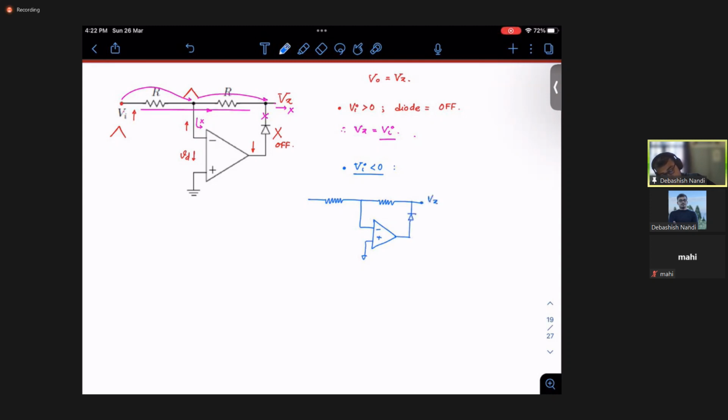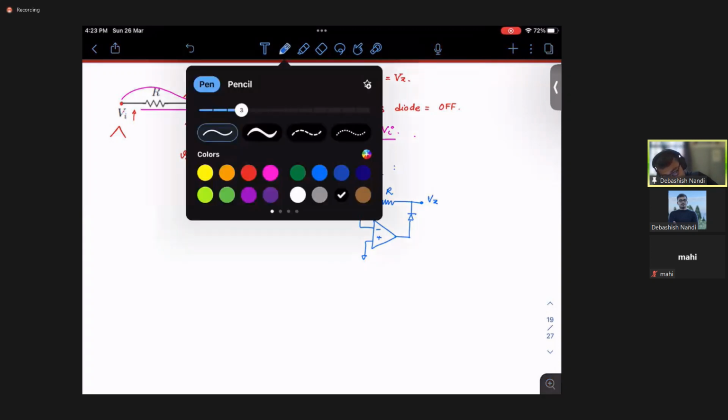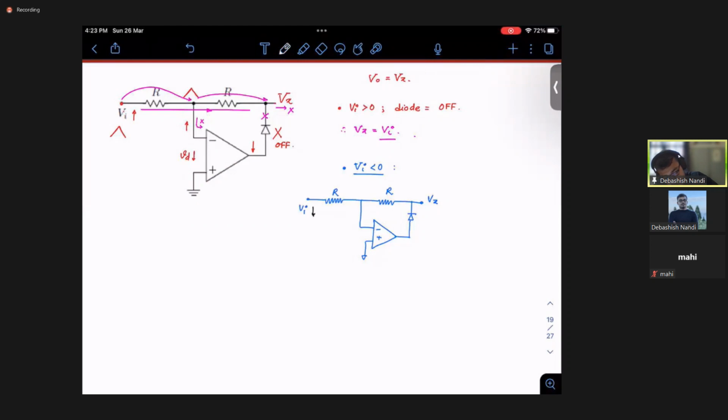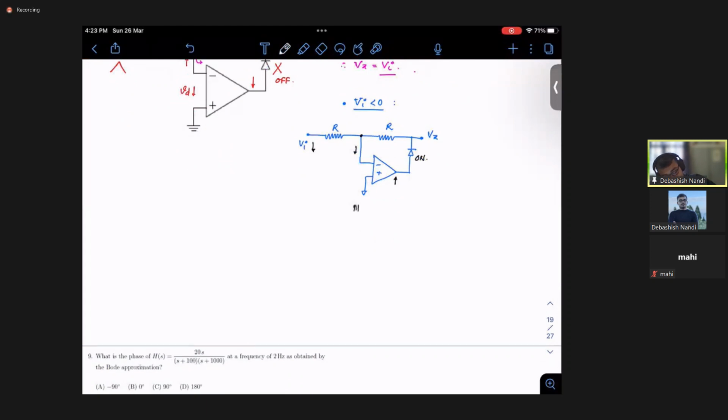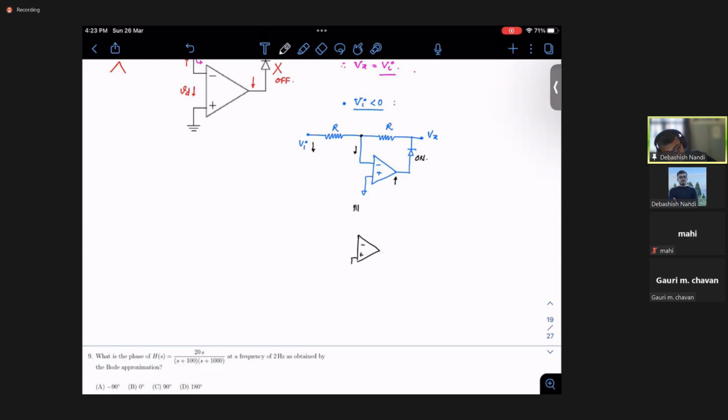Right? This is your circuit. This is R, this is R, this is your Vi. So if there is a tendency to go down here, that means this will go up. That means your diode is on. And if your diode is on, I can simply make this circuit as this. And this, you see, will be a very familiar form to you.